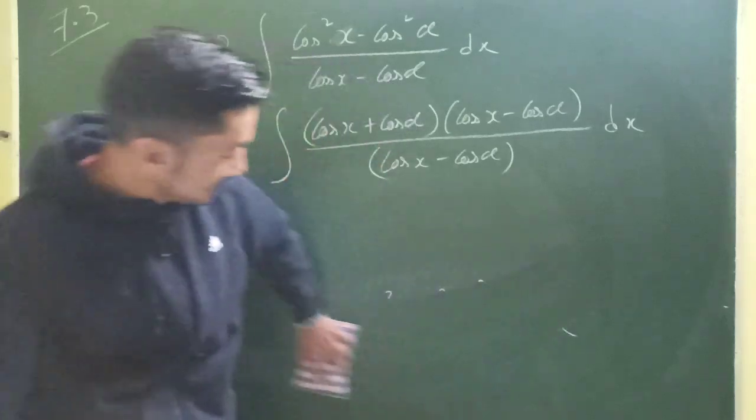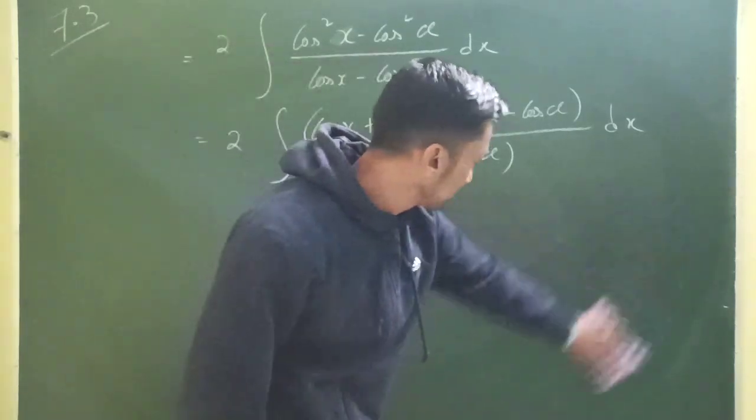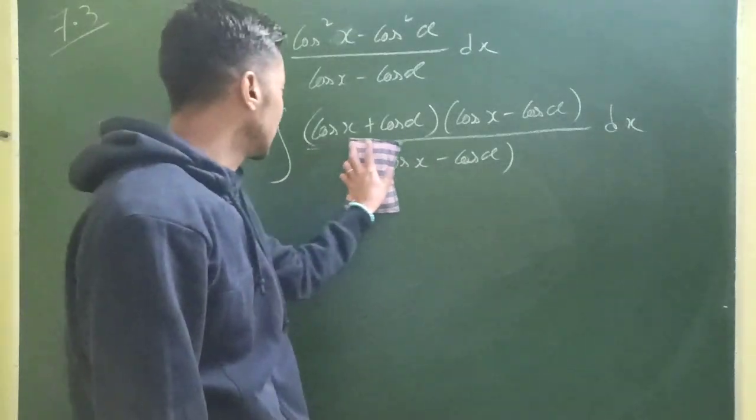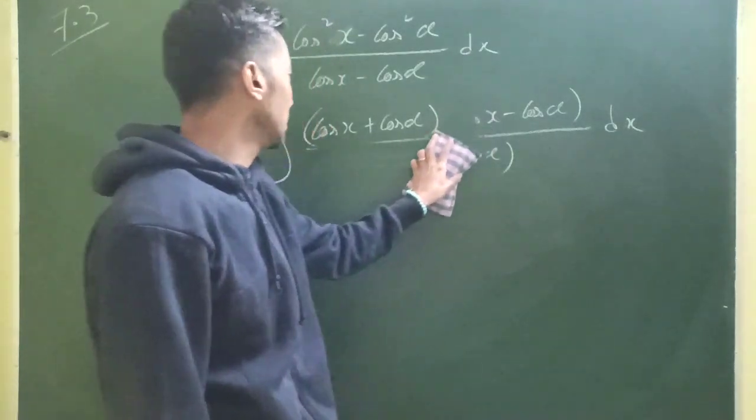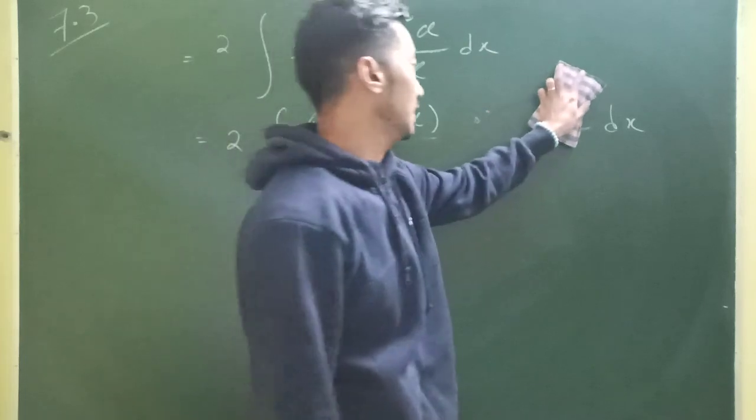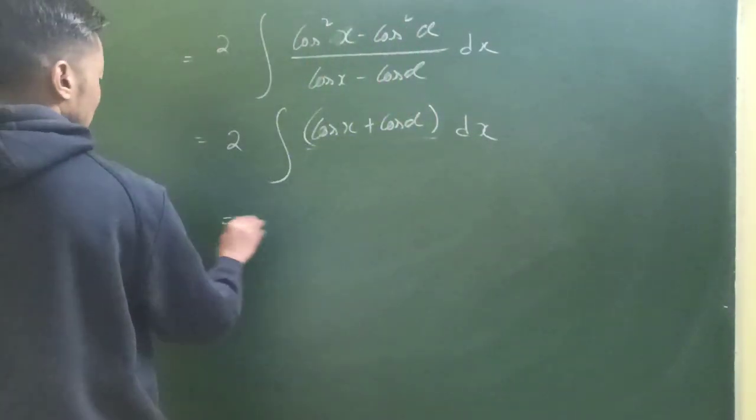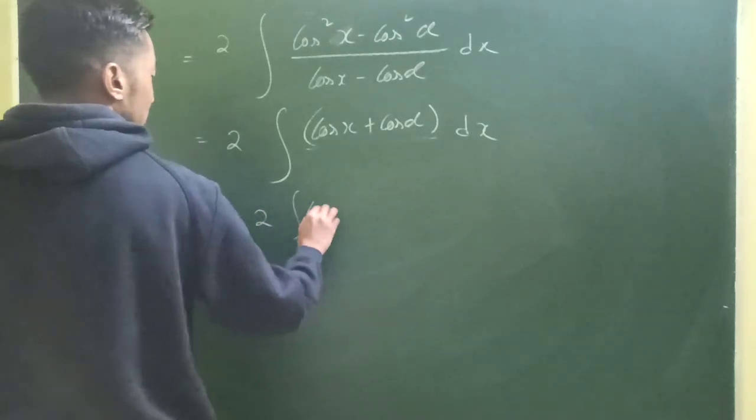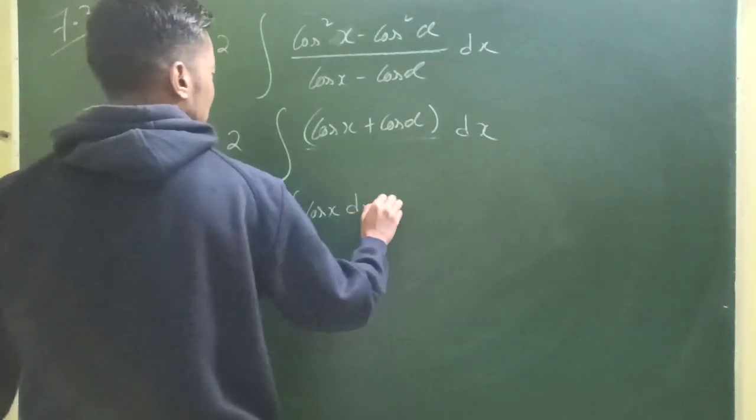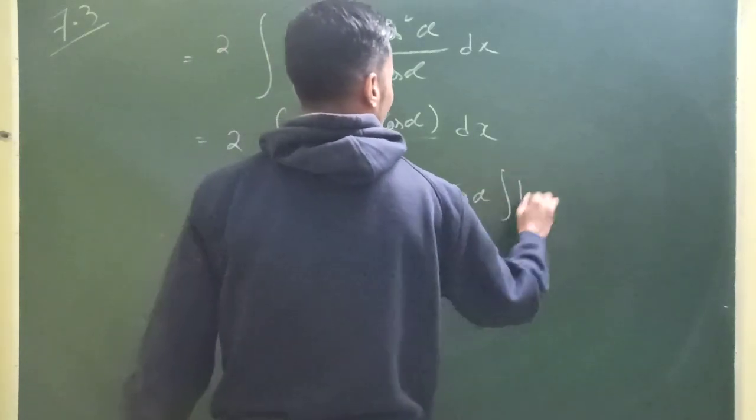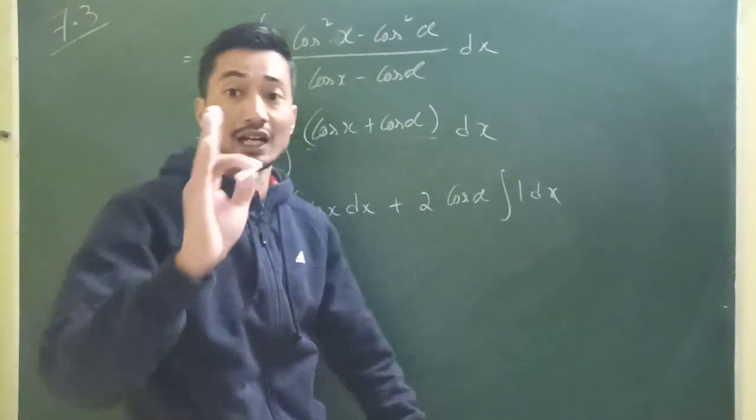So now what we can see here is we can cancel cos x minus cos alpha with cos x minus cos alpha. I'm quite lazy, so I'll just cancel here, and the next step will be something like this. So now this we can integrate, that is integration of 2 cos x with respect to x plus twice of cos alpha, integration of 1 with respect to x.